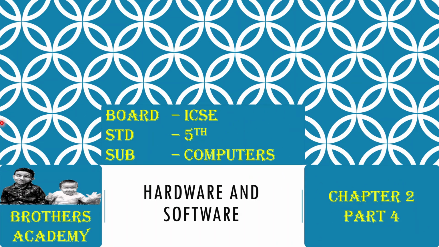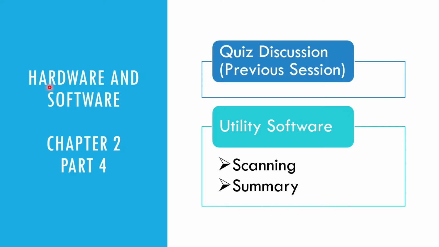Today we will talk about the second chapter of our computer book, Hardware and Software, Chapter 2, Part 4. In today's video we will discuss the questions raised in the previous session, followed by the utility software. We will take a look at the scanning utility software, and at the end we will summarize the entire chapter.